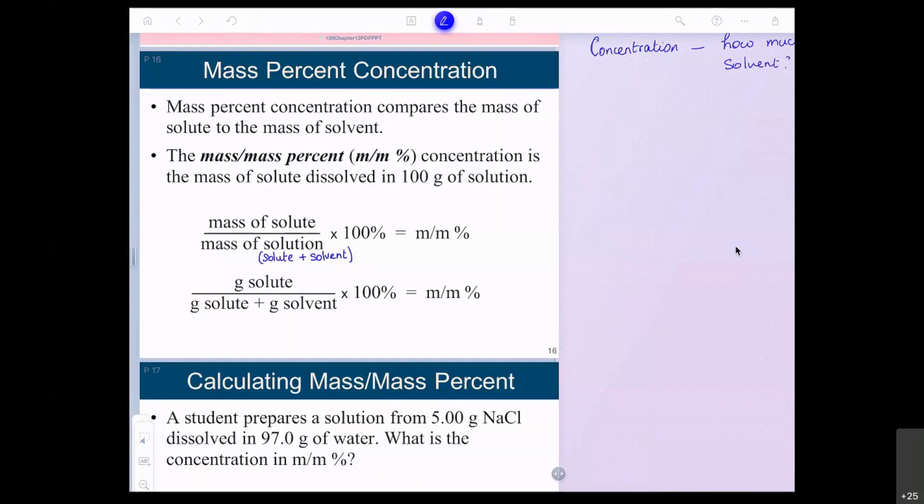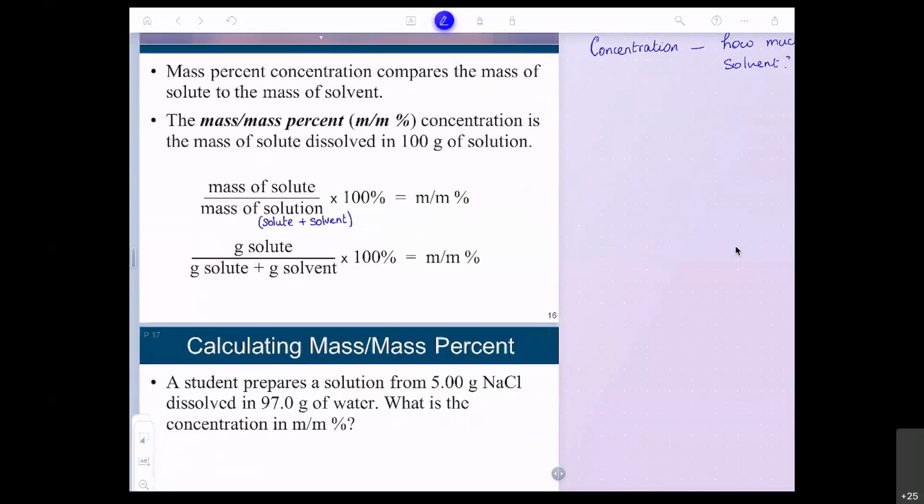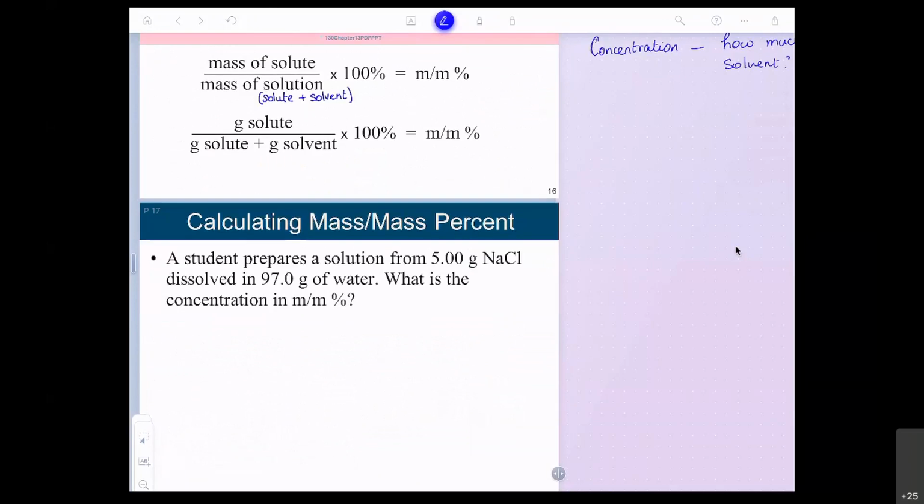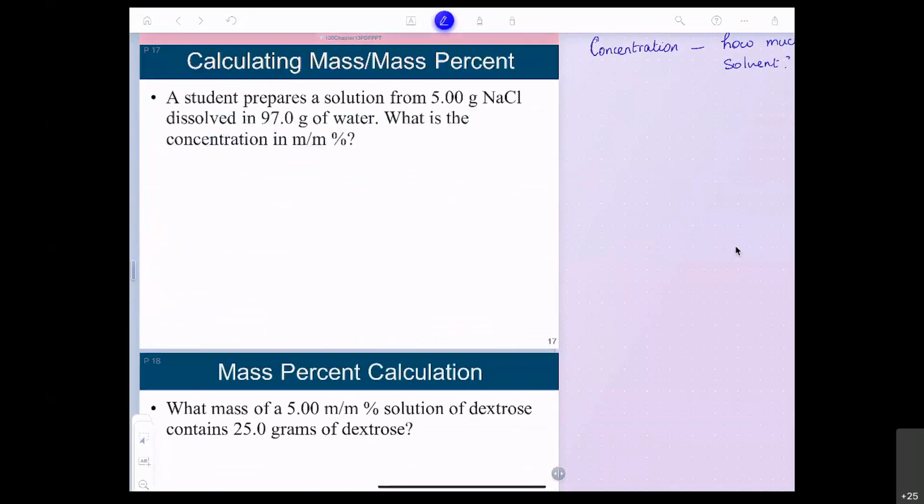This is something that's commonly used with agricultural products and also in the drug industry, pharmaceuticals, usually mass percent. Let's take a look at a problem. You want to prepare a solution using 5 grams of sodium chloride in 97 grams of water. What you should remember is the smaller amount is always the solute. The larger amount, 97 grams, is the solvent. So water is the solvent.